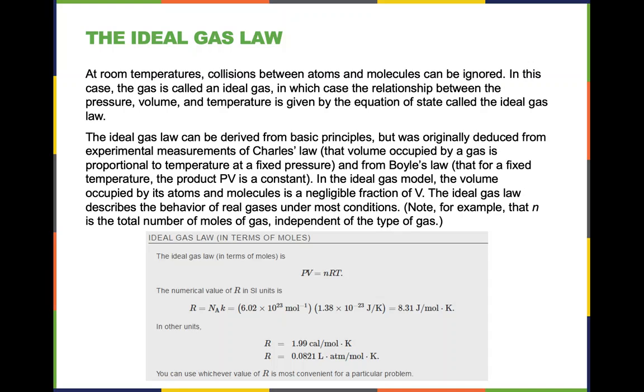Note, for example, that n is the total number of moles of gas, independent of the type of gas. So here we have PV equals nRT, and we have the numerical value for R in SI units is 6.02 times 10 to the 23rd times k here, which is that 1.38 we just found. So this is really your R, 8.31 joules per mole times Kelvin. In other units, we have R, calories per mole times Kelvin, and this is the 1.99. And in other units, we have 0.0821 liters times atmospheric pressure over moles times Kelvin. You can use whichever value of R is most convenient for that particular problem.